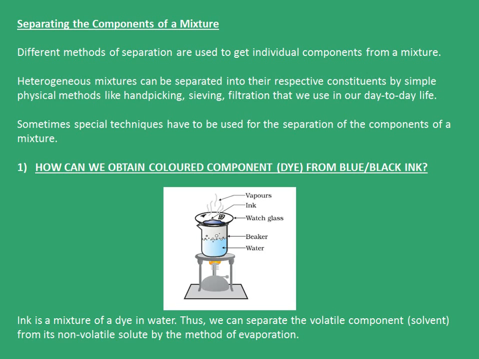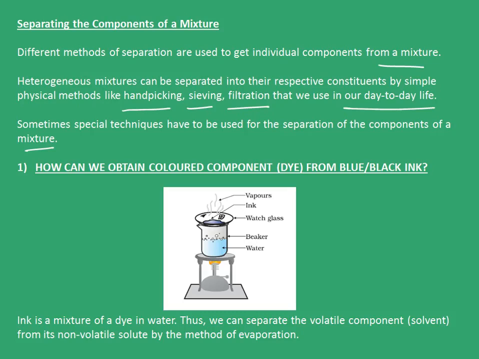Hello guys, now let's look at some of the various techniques of separating the components of a mixture. Different methods of separation are used to get individual components from a mixture. Heterogeneous mixtures can be separated into their respective constituents by simple physical methods like hand picking, sieving, and filtration that we use in our day-to-day life. Sometimes, special techniques have to be used for the separation of the components of a mixture.